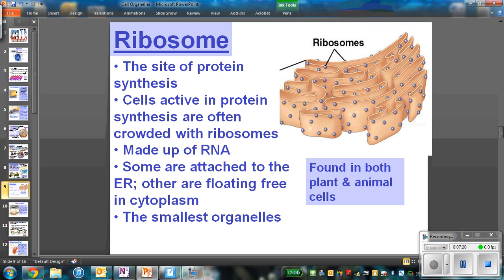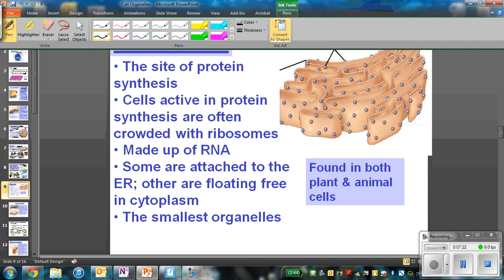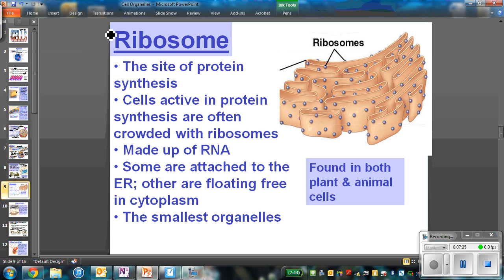All right, next one is our ribosome. Ribosomes are in every single cell, not just plants and animals. The ribosome is the site of protein synthesis. We are making proteins here. When cells have a lot of ribosomes located on the endoplasmic reticulum, that means they send out a lot of protein signals. In cells that don't send out a lot of protein signals, fewer of these ribosomes will be located on the endoplasmic reticulum. They'll be located just in the cell somewhere.